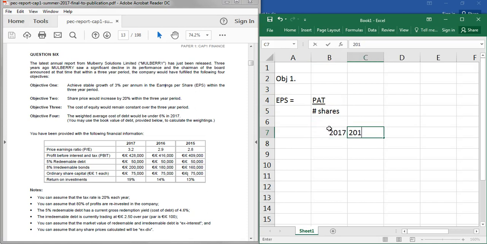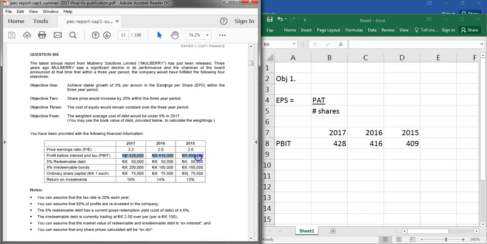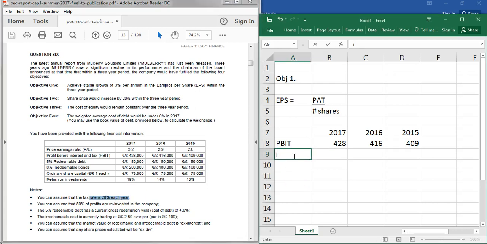For 2017, 2016 and 2015. First thing, can we get profit after tax, which is profit of course after interest and tax, where we have PBIT, otherwise known as operating profit. It's 428, 416 and 409. So we actually have our starting point there. We know what debt we have, we know what interest rate we have, and we know what the tax rate is. So if we have all that information, we should be able to get interest, the expense. We should be able to get profit before tax. We should be able to get tax at 20% and profit after tax.